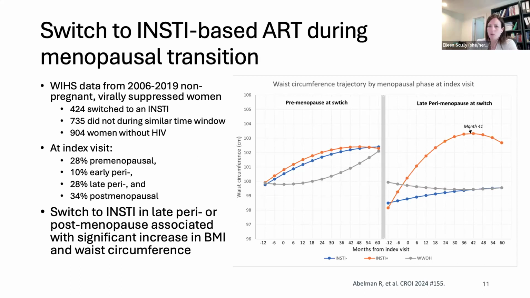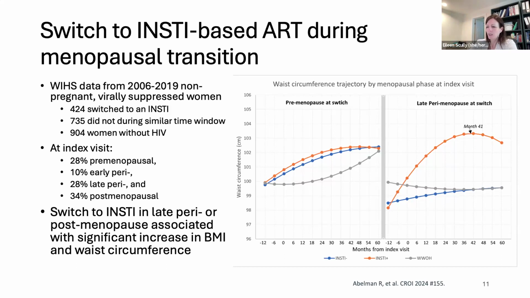But she's been doing a lot of work in the WISE cohort, and she looked at WISE data between 2006 to 2019 in non-pregnant virally suppressed women. 424 of them in that window switched to an INSTI with their index visit in that window, and 735 did not during a similar time window. And then they included 904 women without HIV as controls. So at the index visit, 28% were premenopausal, 10% were early peri, 28% were late peri, and 34% were post. And they used AMH and STRAW criteria for identifying those categories.